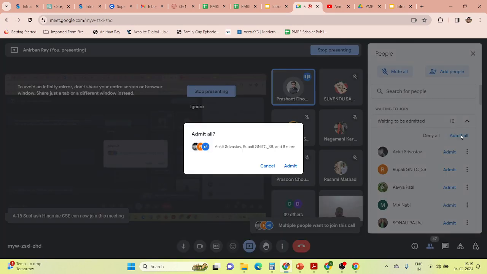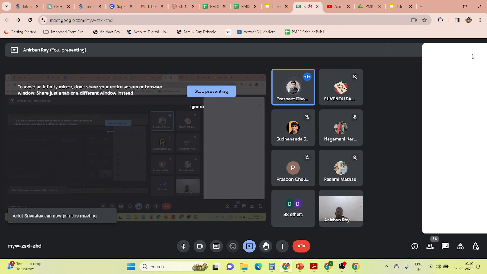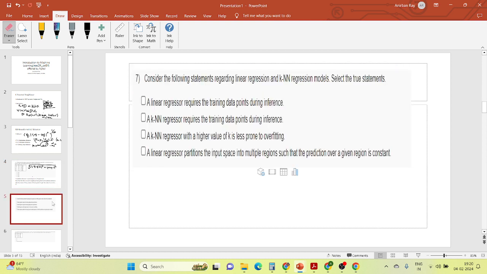Sir, what will happen if you take the k value, now it is 3, if you take more, then what will happen? More means you consider more points to get the inference. If the k value is less, it overfits, and if the k value is more, then it has high bias. Okay, let me explain this one. I think the next one is only that.